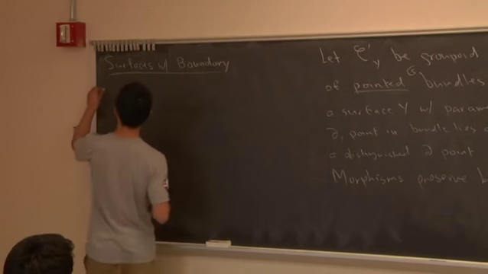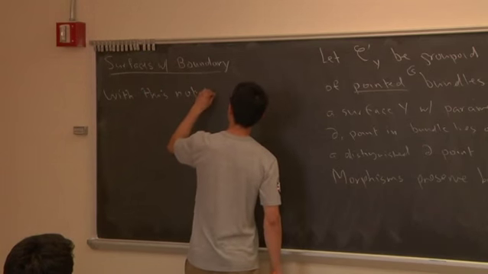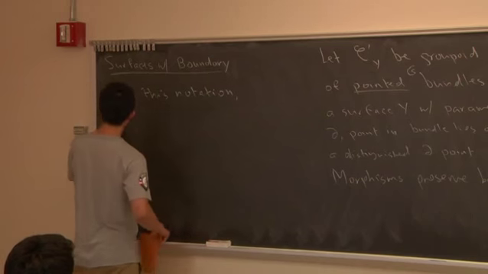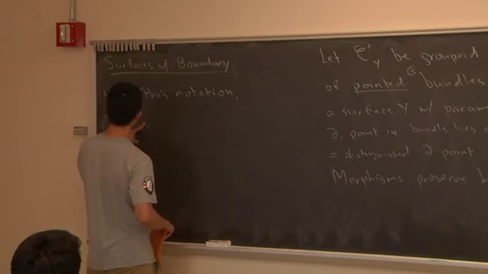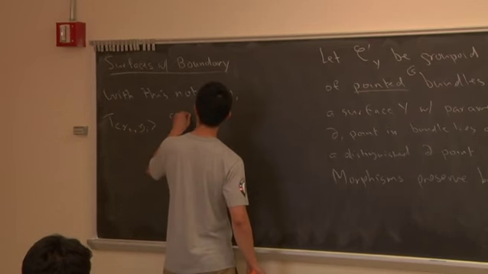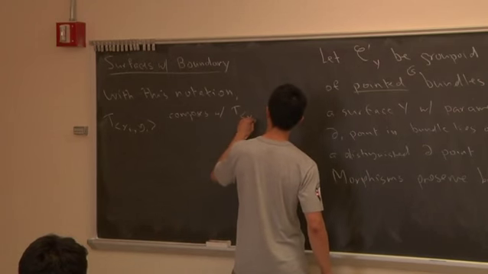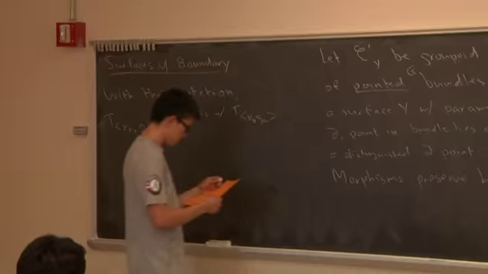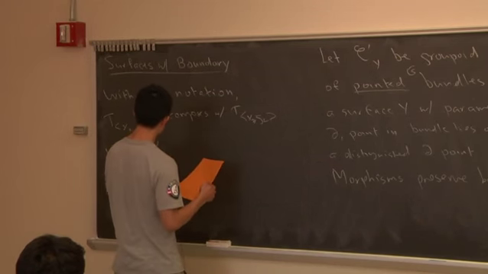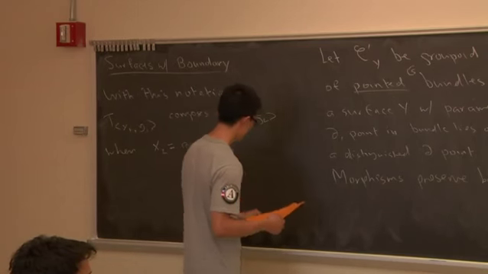So with this notation, T of X1, G1 composes with T of X2, G2 when X2 is G1 X1 G1 inverse.